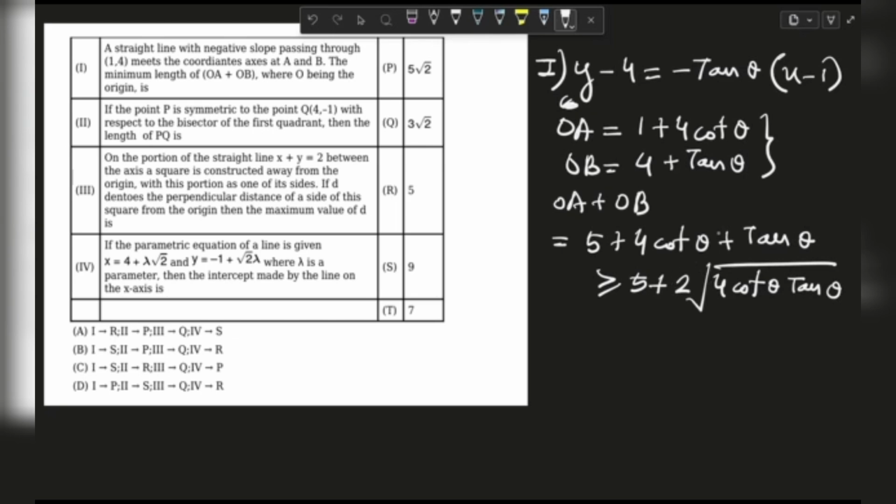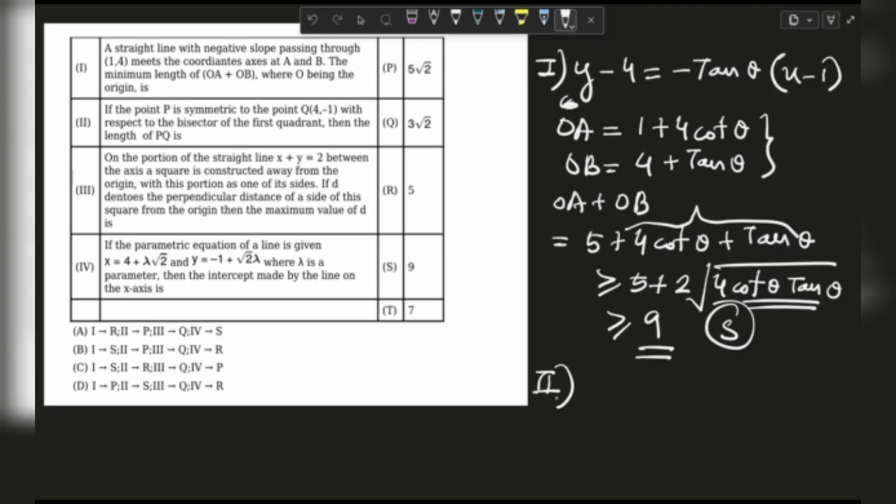Basically, please don't get confused about why I added 5 and did not multiply this with 2. I took 4 cot theta plus tan theta as a separate expression. I did AM greater than or equal to GM. So 4 cot theta plus tan theta came to be greater than or equal to 2 root under 4 cot theta tan theta. And after this only I added 5 on both sides, not before that. Okay, please don't get confused. So this thing, cot theta tan theta, becomes 1, 2 root 4 is 4. So this thing becomes greater than or equal to 5 plus 4, 9. Which is I guess S. Okay, this is done.